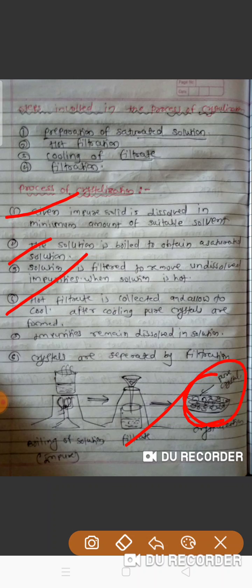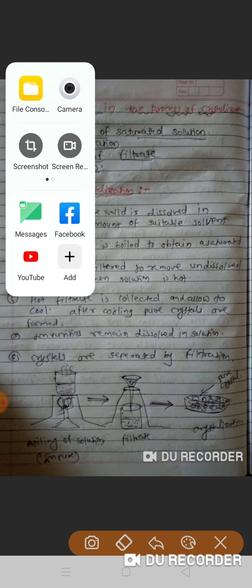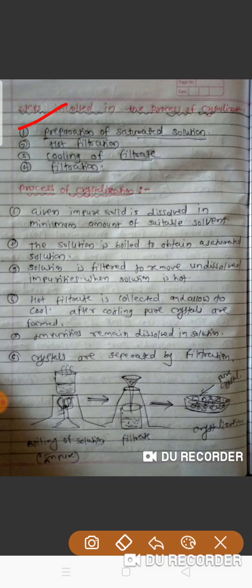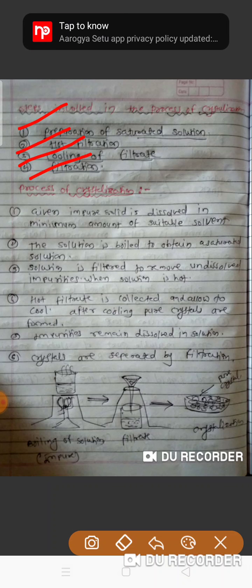So this is the process of crystallization. Which steps are involved in the process of crystallization? Again, we can discuss. Preparation of saturated solution is the first step. Second, hot filtration and cooling of the filtrate. And third, filtration after the crystals are formed.